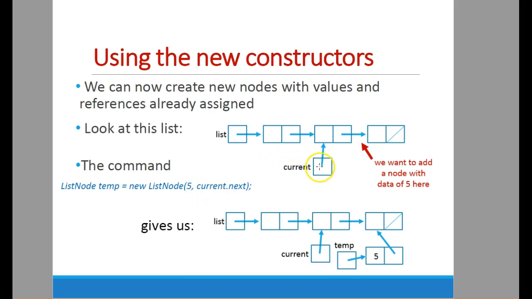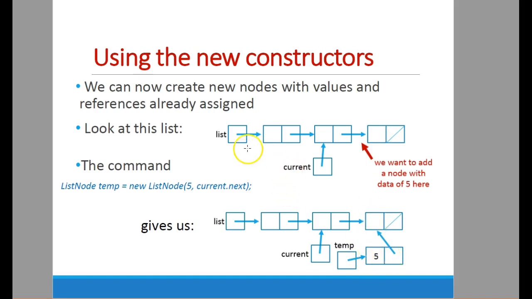So imagine you want to insert an item right in between these two items. We want to add a node with 5 right there. So you could do this manually and go to the next, and assign and so on. But you could also use this new form. You can create a new list node with 5. And then if current is here, you would go current.next. So the new item will be created like this. It'll have 5 and it'll point to that.